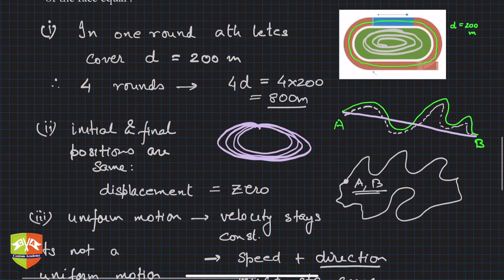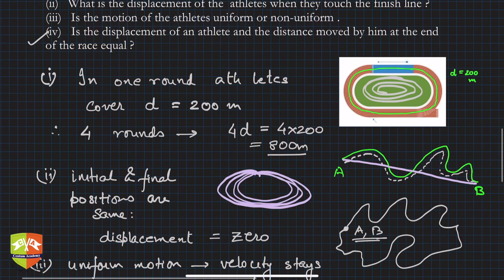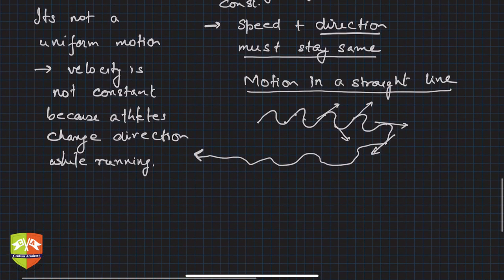Not a uniform motion. Okay, is the displacement of an athlete and the distance moved by him at the end of the race equal? The fourth question is, is the displacement of an athlete and the distance moved by him at the end of the race equal? Clearly not. Why? Because the distance is, can you see, 800 meters. And what is the displacement? Zero. So how can zero be equal to 800 meters? So hence we say answer 4 is clearly no.